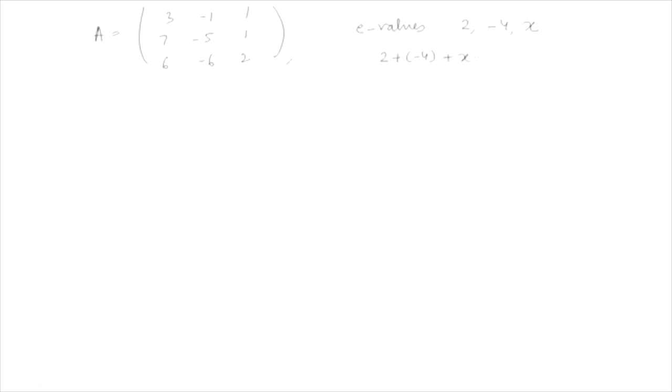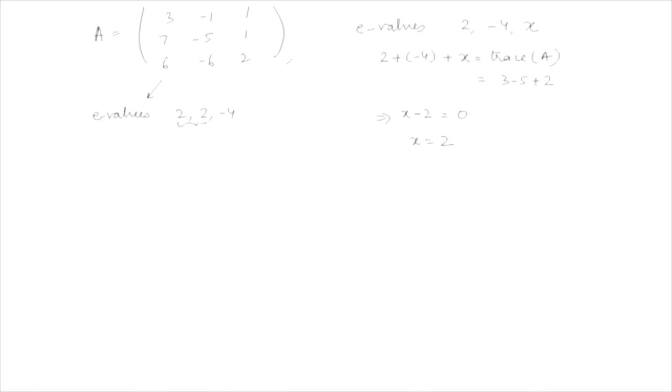you see, A is given to us as 3 minus 1 1, 7 minus 5 1, 6 minus 6 2. The eigenvalues given to us are 2, minus 4 and x. Or we can find the eigenvalues by finding the characteristic polynomial of this matrix. Now, how can we find x? We can find x because the sum of eigenvalues is equal to the trace of A, and the trace of A is simply 3 minus 5 plus 2. So, x minus 2 will be equal to 0, that is x equal to 2. So, what are the eigenvalues of this A? Eigenvalues of A will be 2, 2, minus 4 because x is 2.